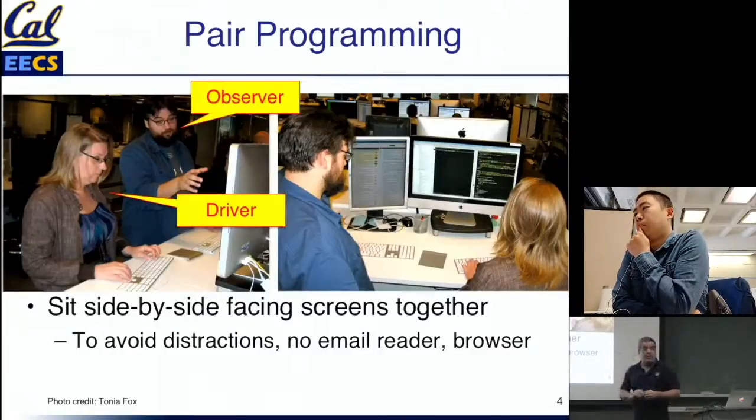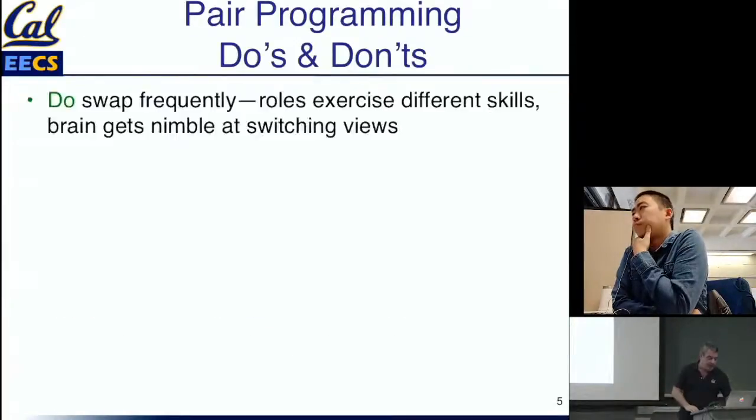Every 10 minutes, maybe, you switch roles. So if you're the observer, now you become the driver. Driver becomes the observer. So do change roles frequently. You're going to try this in section today and tomorrow. Whichever role you're doing, you're exercising different skills. If you're not the person typing, you're the person who's cross-checking and looking critically at the code. If you are the person typing, you're also supposed to be thinking out loud, describing to the observer what your thought process is and why you're typing what you're typing.